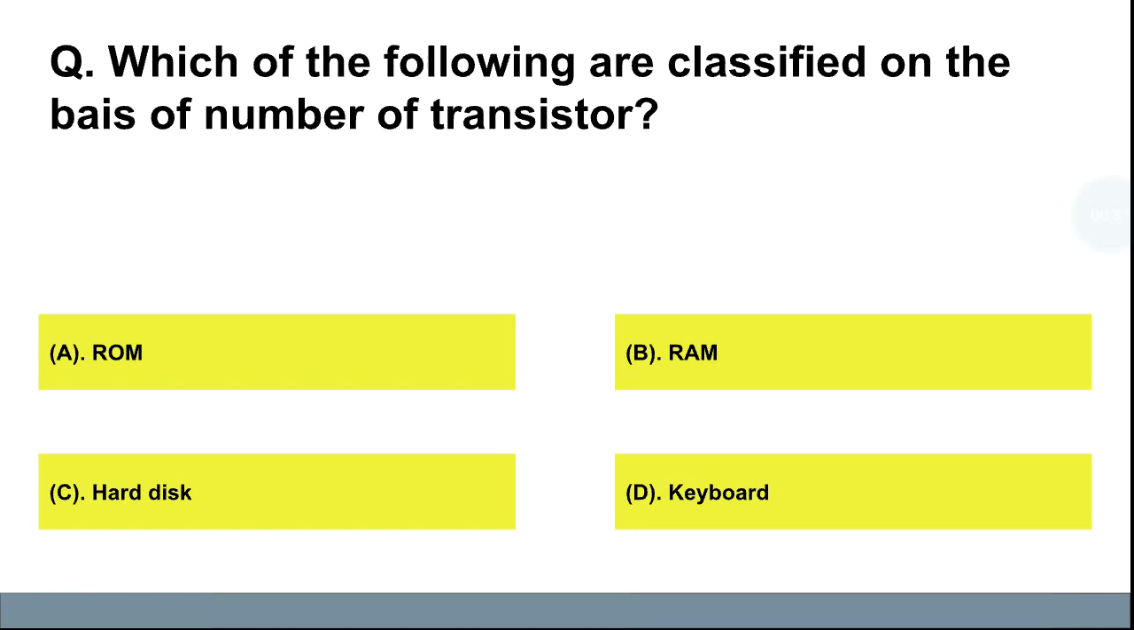First question: which of the following are classified on the basis of number of transistors? Option A, ROM, option B, RAM, option C, hard disks, and option D, keyboard. And the correct answer is option D, keyboard.